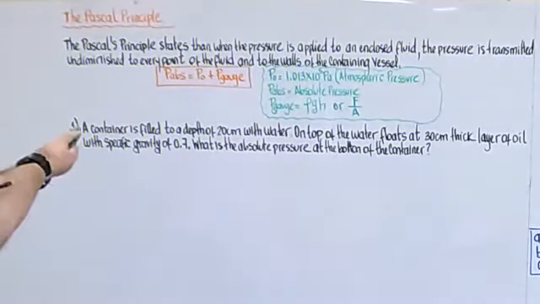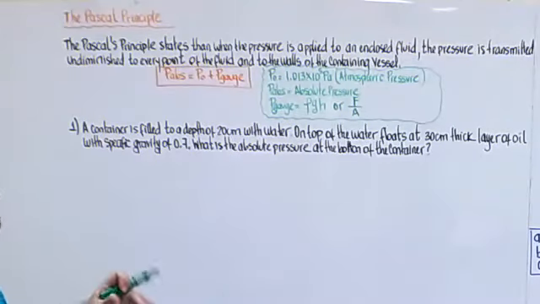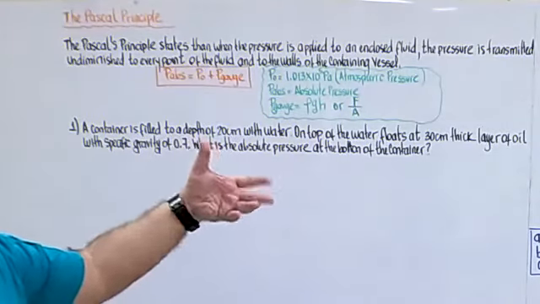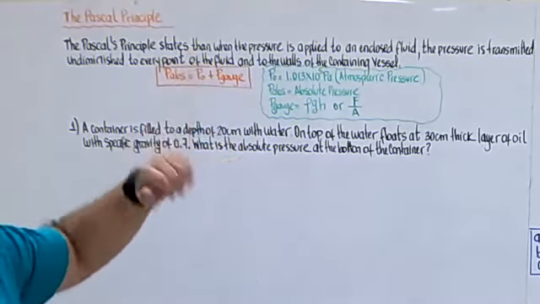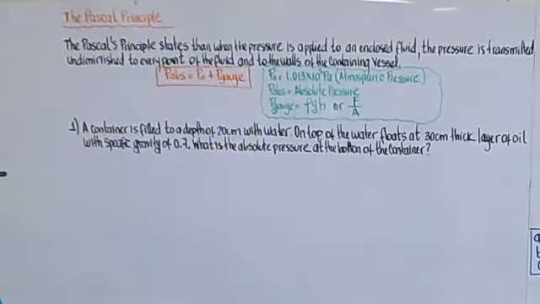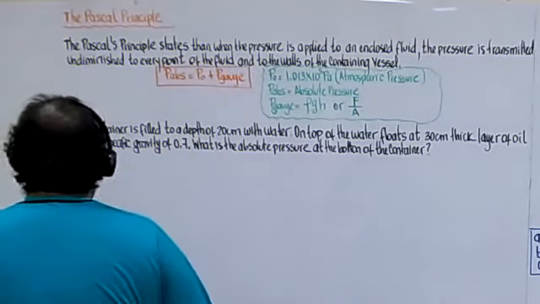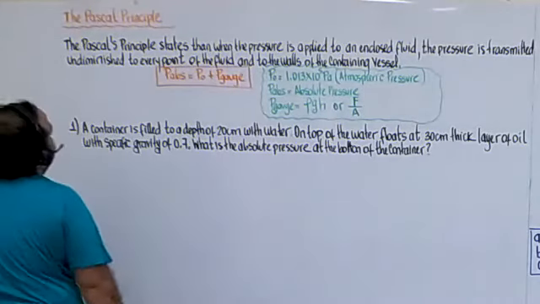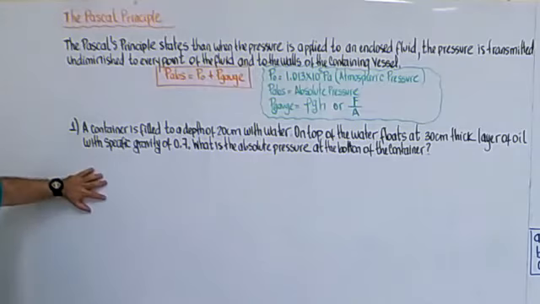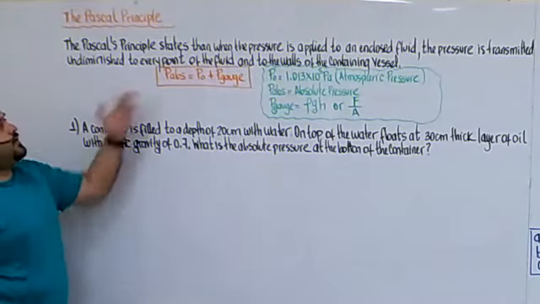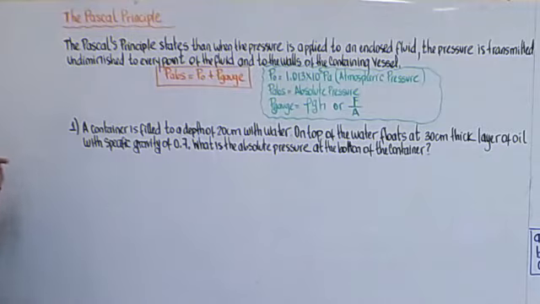In other words, that equation we're going to use if and only if we have a container open to the atmosphere. But if we have a closed container, it is not necessary to include the atmospheric pressure. Okay? So the first example is going to be the perfect way to use this equation. For example, the problem: a container is filled to a depth of 20 centimeters with water.